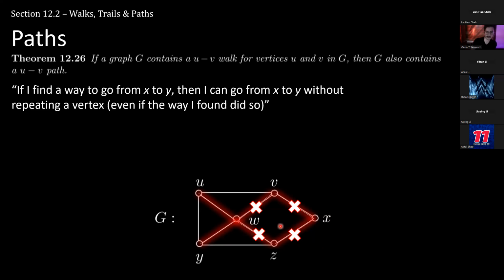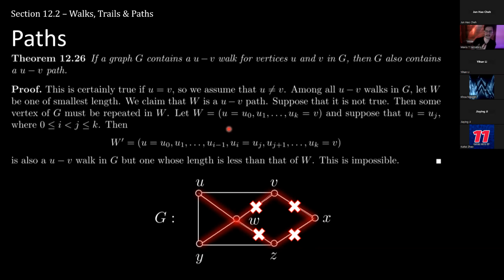So if we have a walk, we have two options. The walk doesn't have a cycle, in which case it's a path. Or the walk does have a cycle, in which case we can just cut it out and then we get a path, such as in this case. So that's kind of the intuition as to why that's true.